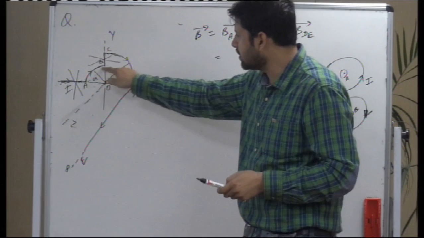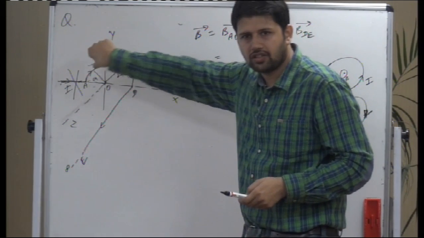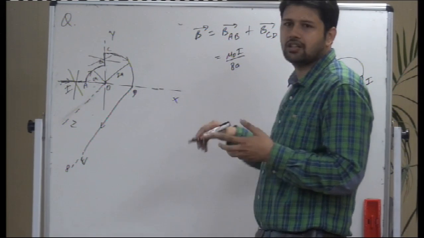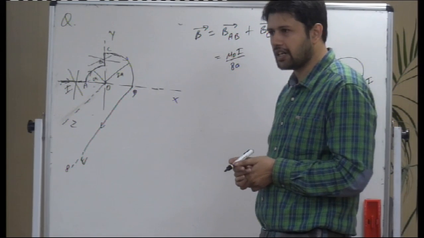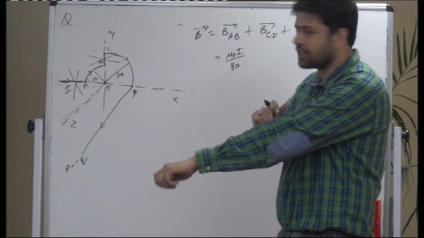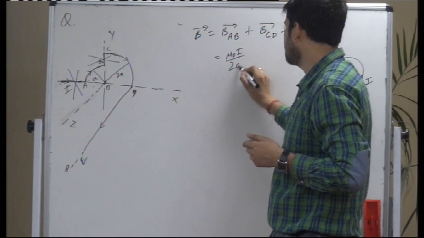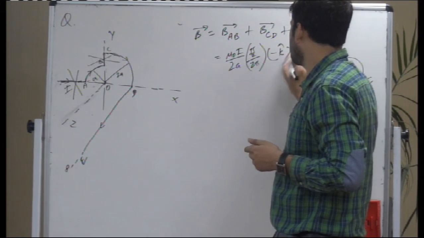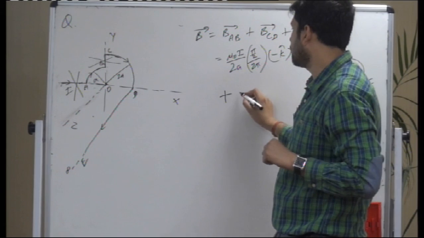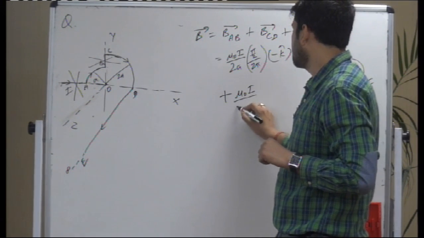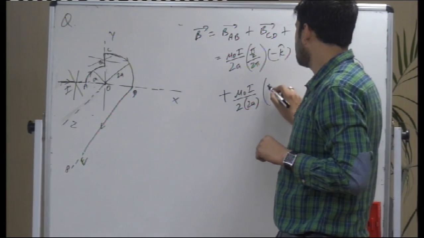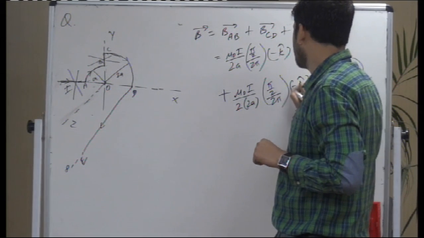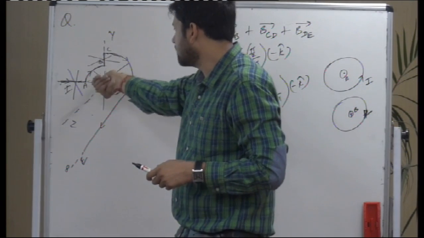For this portion, this is a quarter circle, the direction is inward. So this would be mu naught I upon 8A. Why 8A? One fourth of that. We just did it for an arc. So I can write it as mu naught I upon 2 into 2A, pi by 2 upon 2 pi, minus k cap. For the second portion, it would be mu naught I upon 2 into 2A, pi by 2 upon 2 pi, into minus k again. For the second portion also, the field is in the inward direction.